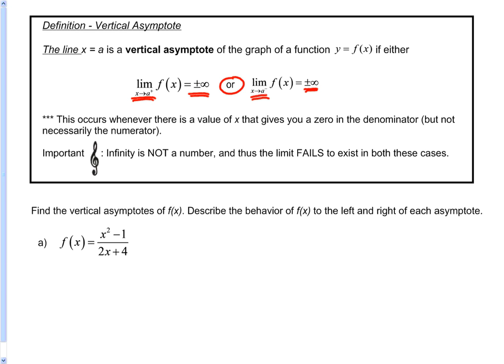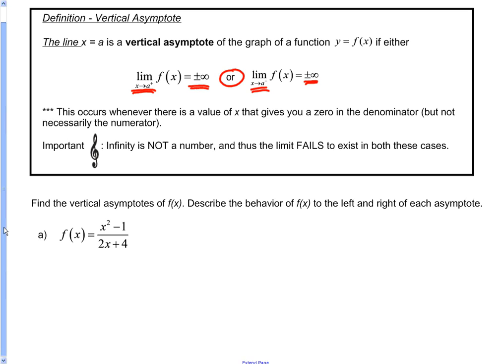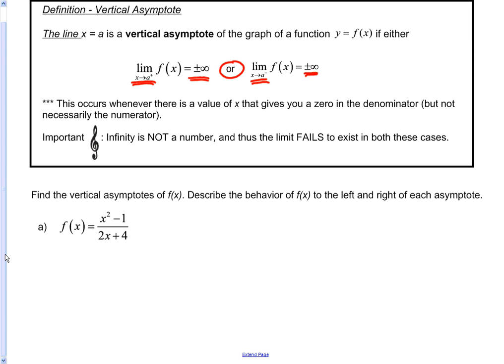So this occurs whenever there's a value of x that gives you a 0 denominator, but not necessarily a 0 in the numerator. An important note, infinity is not a number, and thus the limit fails to exist in both of these cases. The expression approaches infinity, but there is no limit. So find the vertical asymptotes of f of x. Describe the behavior of f of x to the left and the right of the asymptote.